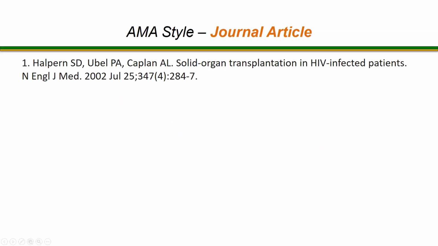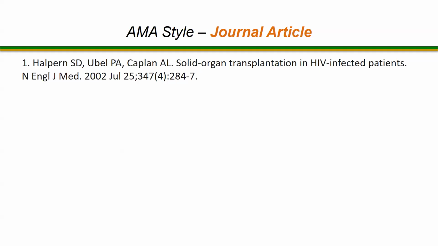To help you get started, here are some examples on how to use AMA citation style for different types of resources. Let's start with journal articles. If you're citing primary resources, such as articles or systematic reviews, this is the format that you'd use since it would be considered a journal article. Here is an example of how we would cite near the end in our reference list.